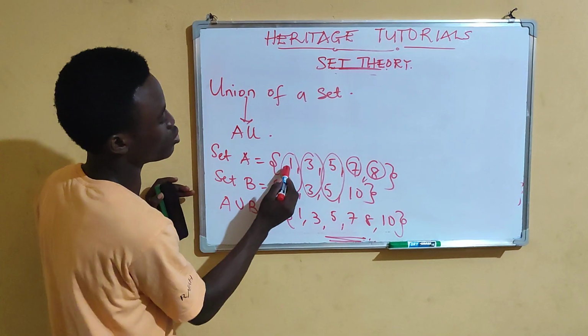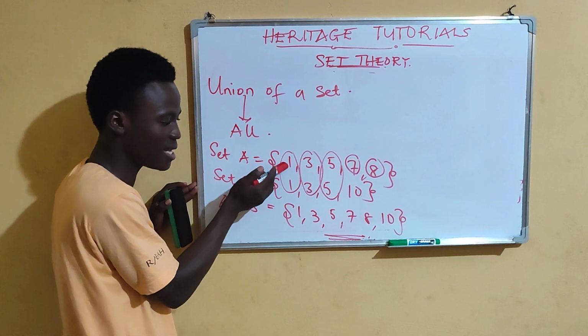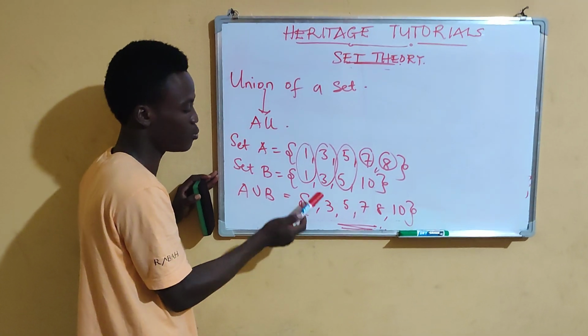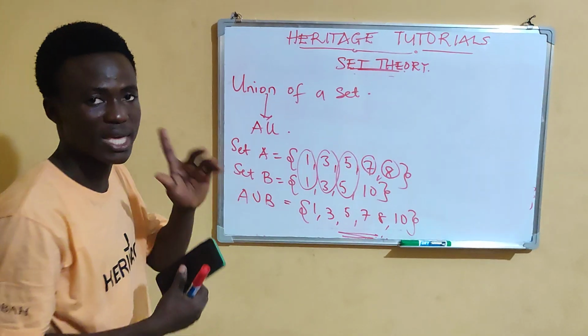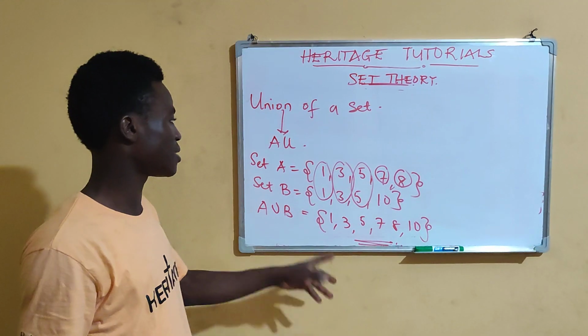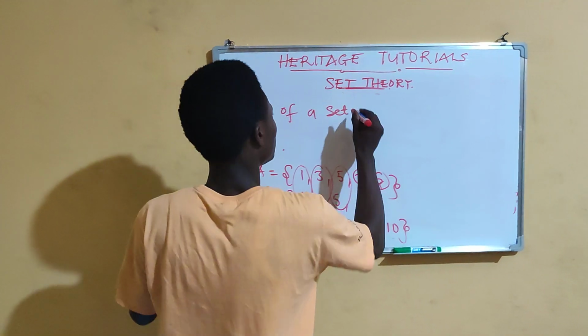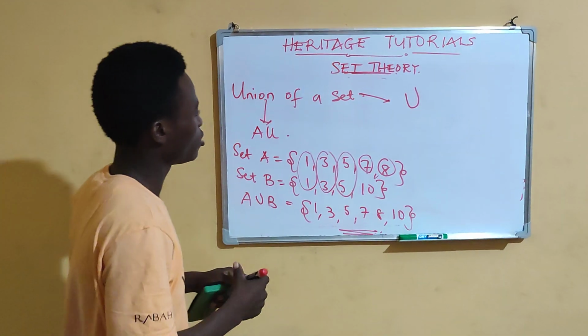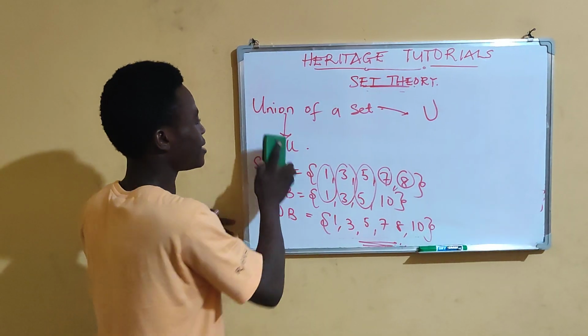And mind you, you don't need to repeat an element twice. 1 is in set A and 1 is in set B, but that does not mean you put it as 1, 1. No, you pick it as one element. So you don't repeat an element twice under union. It's also denoted by U without a stroke, ordinary U. So that's what they mean by union of a set.